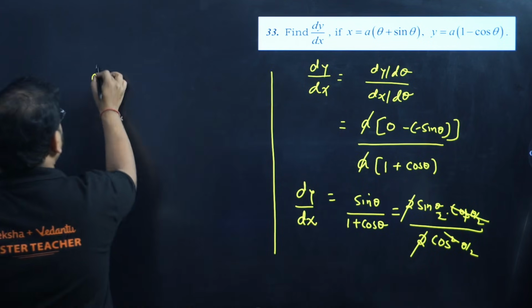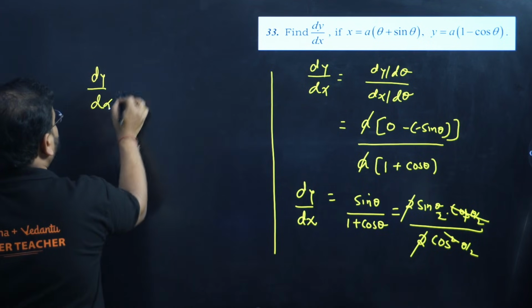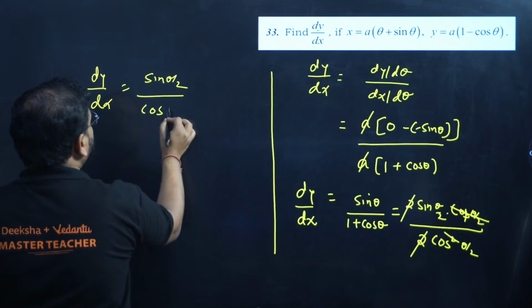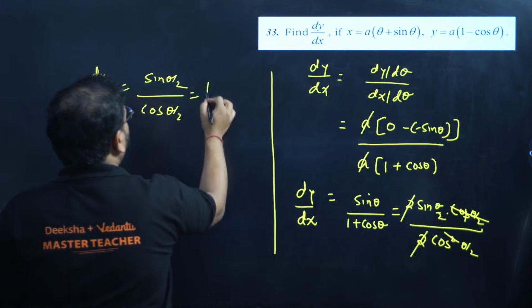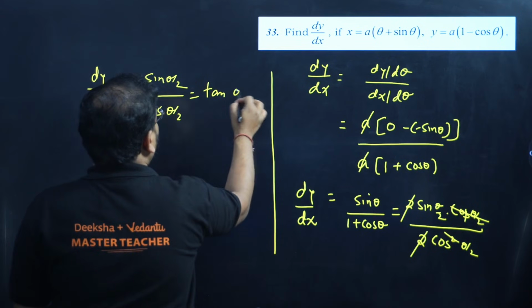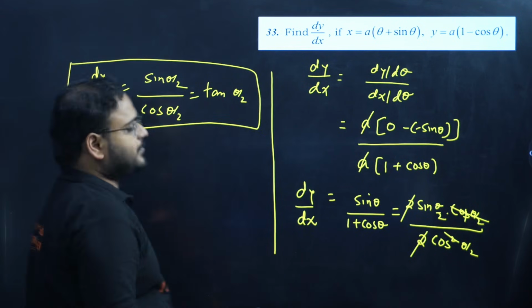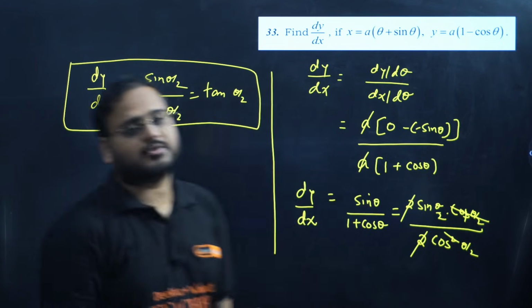So my result is what? dy by dx equals to sin theta by 2 upon cos theta by 2, which is nothing but tan theta by 2. This is your answer. This right here is your answer.